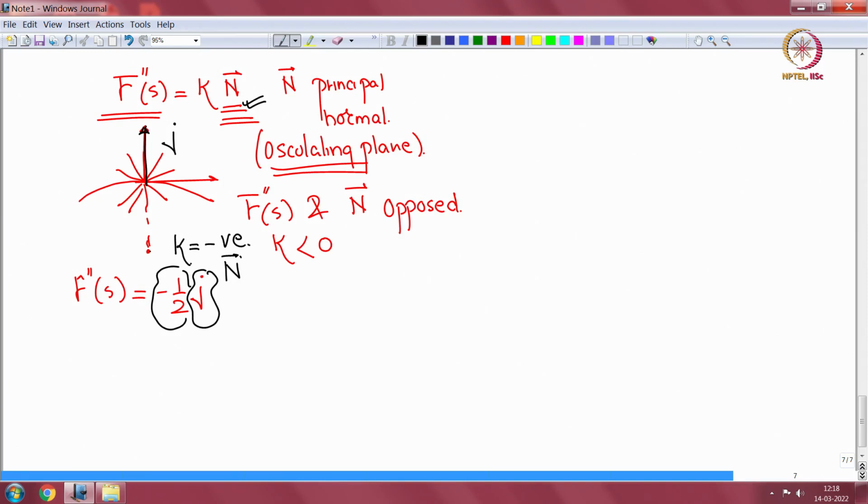Whereas if we set both conventions to be the same, that means r double dash of s and n are in the same direction, same sense, then this will be positive. So we will use this convention. Now, this is as far as curves is concerned.